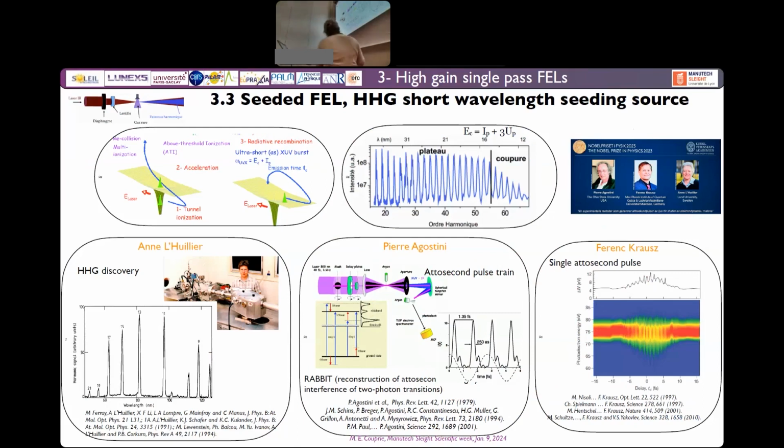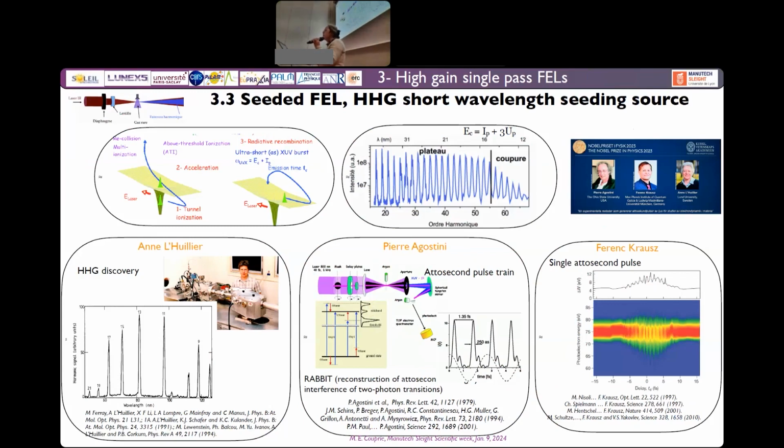The Nobel Prize was also given to Pierre Agostini and Ferenc Krausz because they showed that one can produce attosecond radiation. Pierre Agostini demonstrated that one could get attosecond pulses, and they developed a rapid reconstruction. Ferenc Krausz's group showed that it's a single attosecond pulse. So the Nobel Prize is given for the development of this attosecond science.